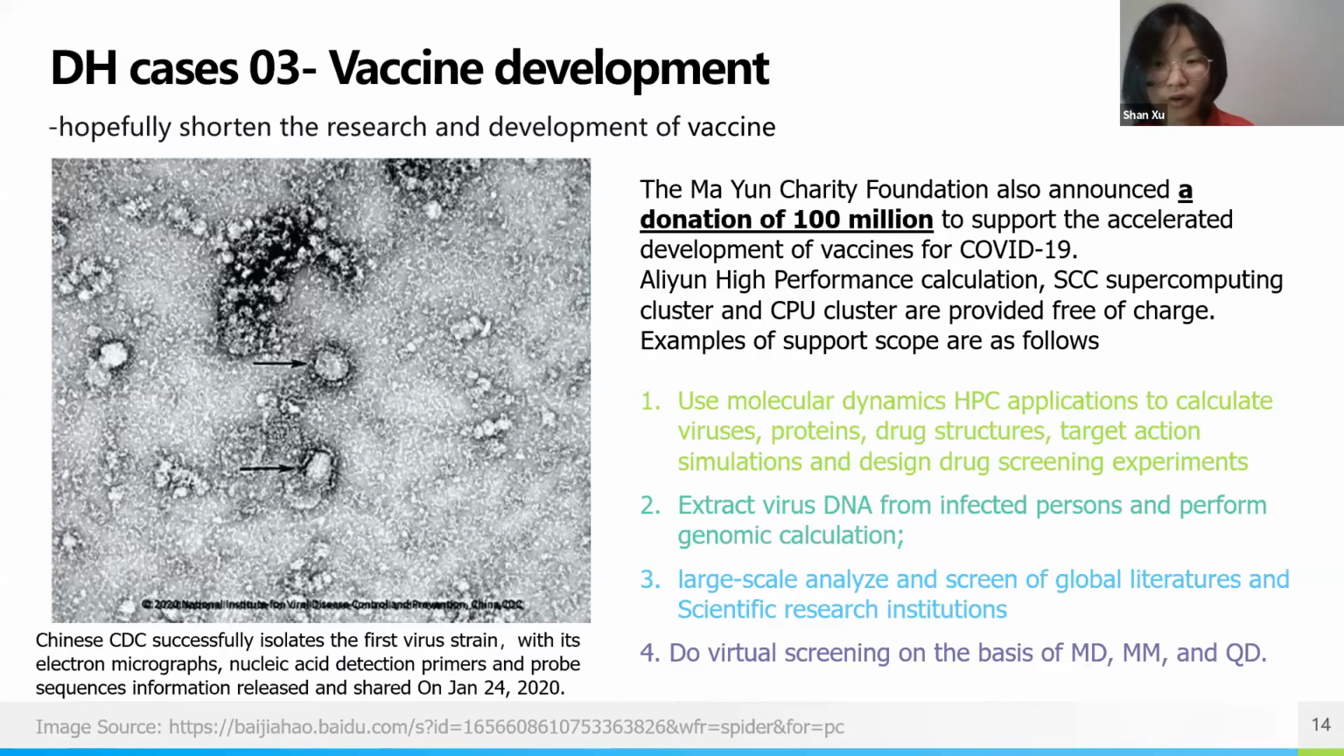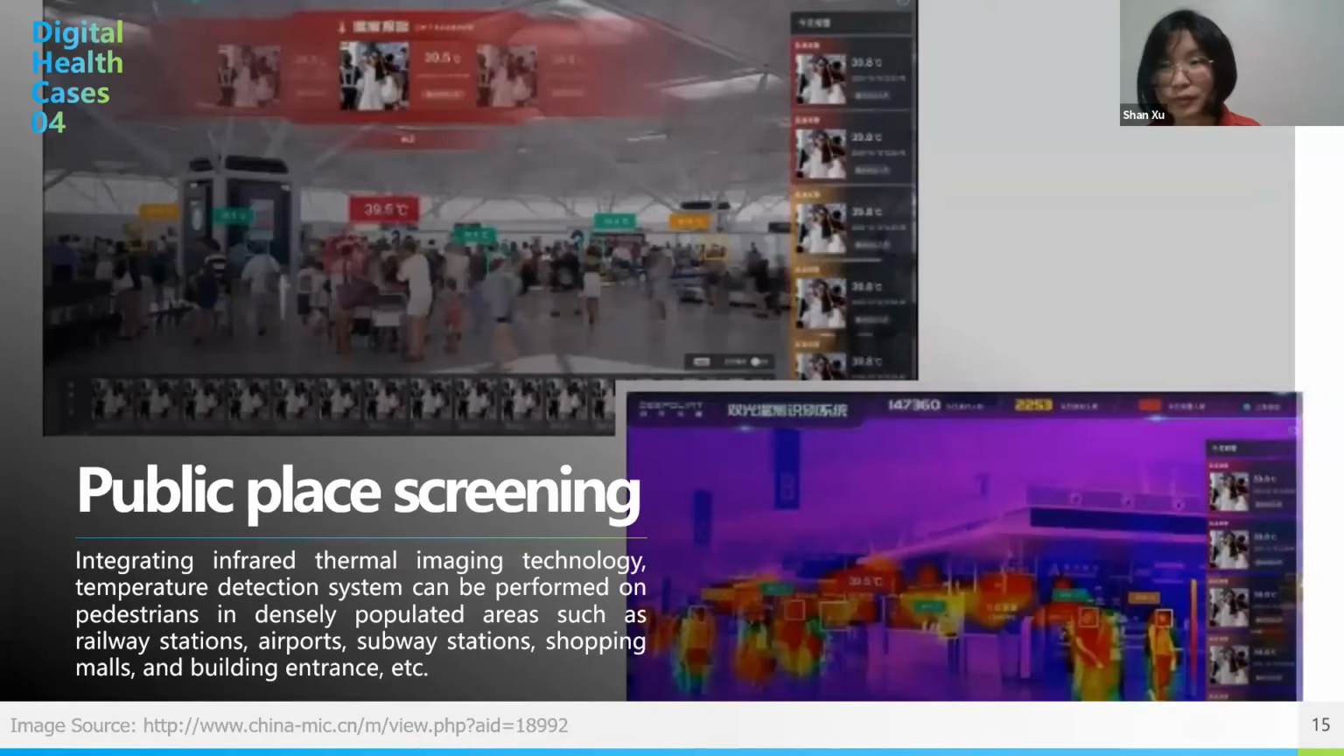So according to the latest news, China and the US have first stepped into the clinical trial phases. We are very much looking forward to what is going on next, and hopefully the vaccine could be developed very soon. Additionally, AI could also help with public place screening, especially during the society recovery stage. Public place screening could be very helpful and important.